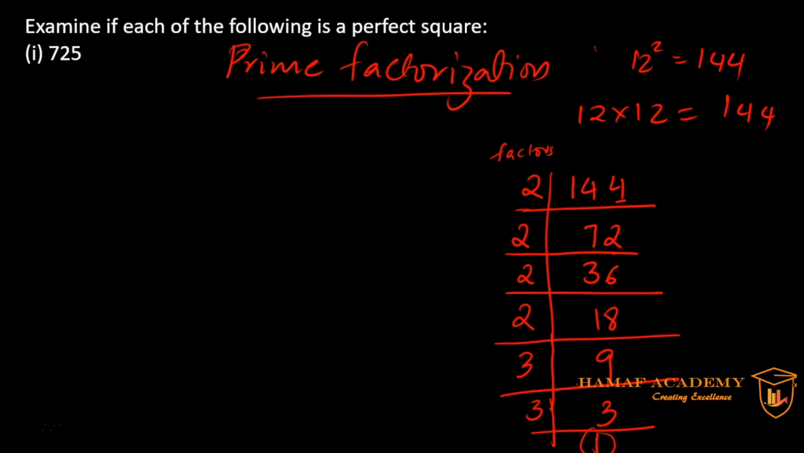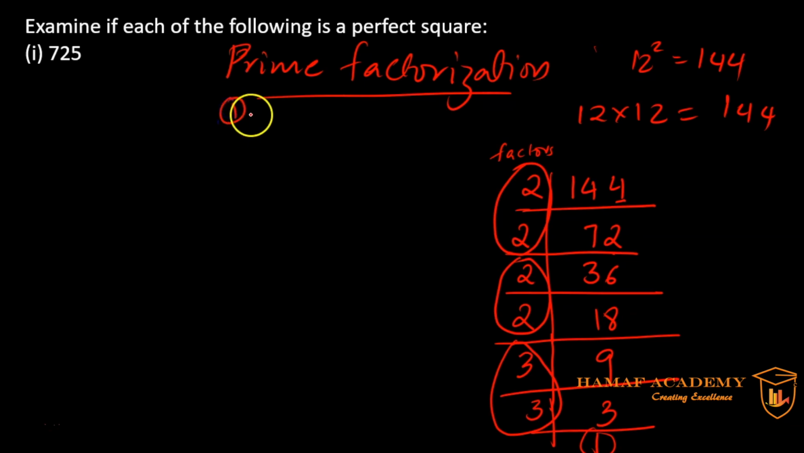The next step is, since I'm finding the square root of 144, I'm going to look for twins in my prime factorization. This is a twin pair, this is a twin pair, and this is a twin pair. So all my numbers have been paired up and I have nothing left. So yes, this is one sign of this being a perfect square. What is the sign? The sign is that there are no pairs left. There are no pairs left. This is a sign of a perfect square.